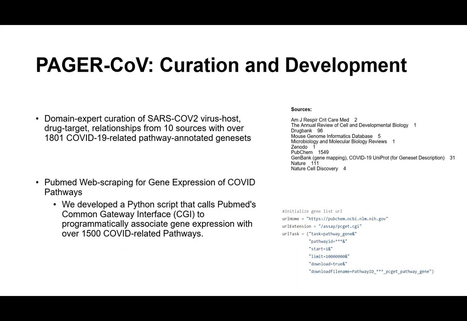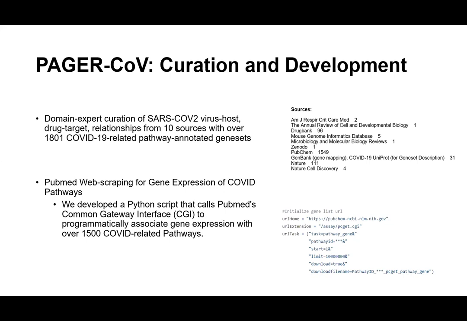Okay, so the sources from which we're drawing the literature and the data for this repository come from different commonly used repositories. Our biggest source would be PubChem. The way we set this up was we had our biologists look at over 10 different sources. The sources are listed here on the right, and annotate the gene sets with a description of how they might be related to COVID. And then we did web scraping.